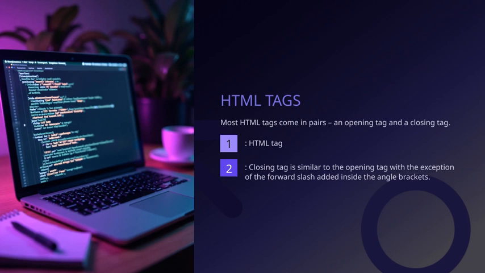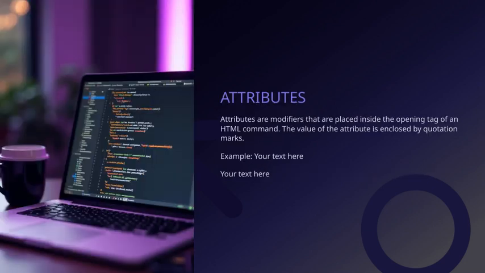It's a fundamental concept that keeps your HTML organized and ensures everything appears just right on the screen. Attributes are essentially modifiers that you place inside the opening tag of an HTML element. They help us provide additional information or specify certain behaviors for that element.